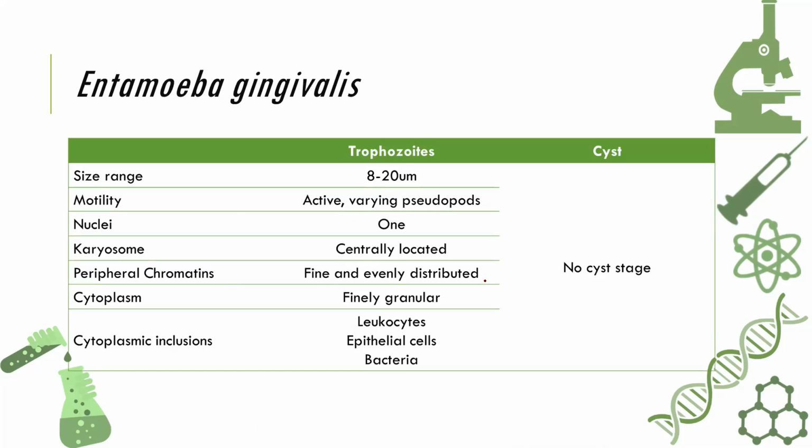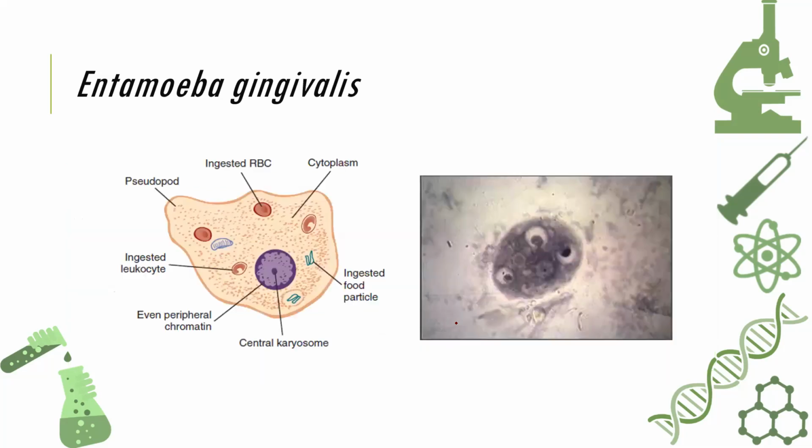Next is we have Entamoeba gingivalis. Now this is an extraintestinal parasite. And I want you to take note that Entamoeba gingivalis, wala siyang cystic stage. Ano lang ang meron sa kanya? Trophozoite. Okay? No cystic stage si Entamoeba gingivalis. Okay? Sa kanyang cytoplasm, meron leukocytes, no? There's also epithelial cells and what we call bacteria. This is your Entamoeba gingivalis.